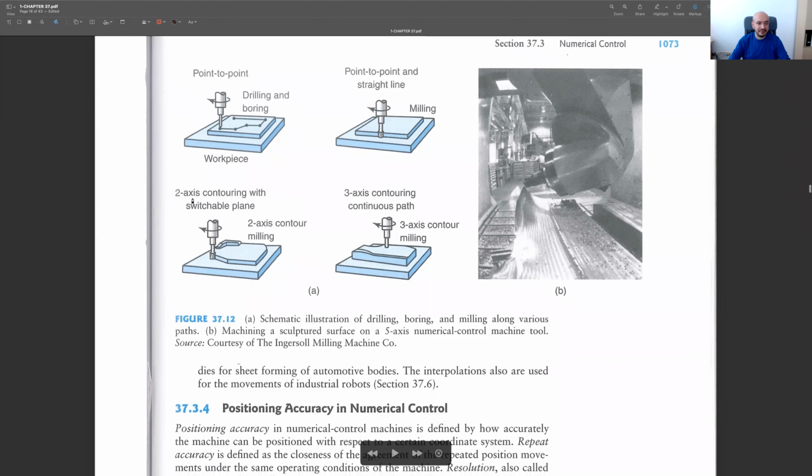And then we have a bit more complicated case, the two-axis contouring system. This time, obviously, it's not point-to-point. It's totally a contouring system, but it's two-axis. It's performing such a motion between these points. And then we have the more complicated one, the three-axis contouring system. So we have some conformal surfaces.